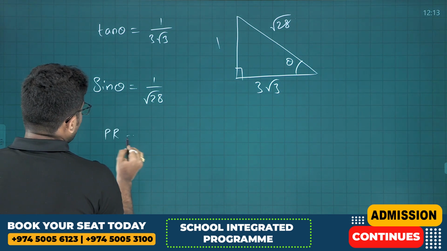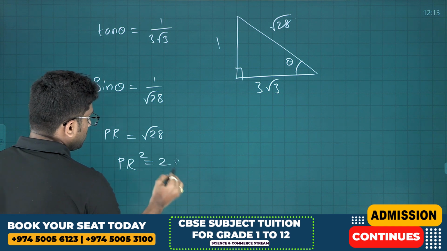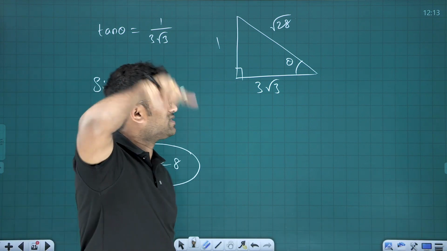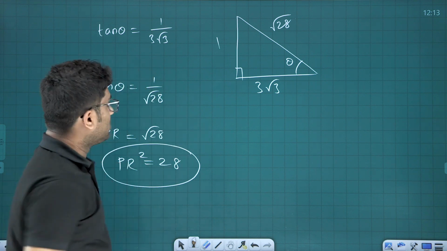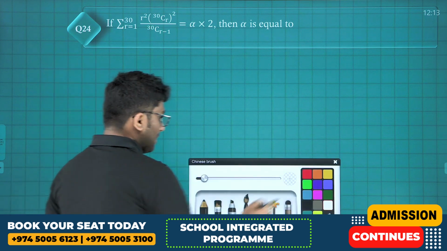So PR is equal to root 28. PR square is equal to 28, friends. So this is the value of the square of one side of the equilateral triangle. Answer is 28. Next question.